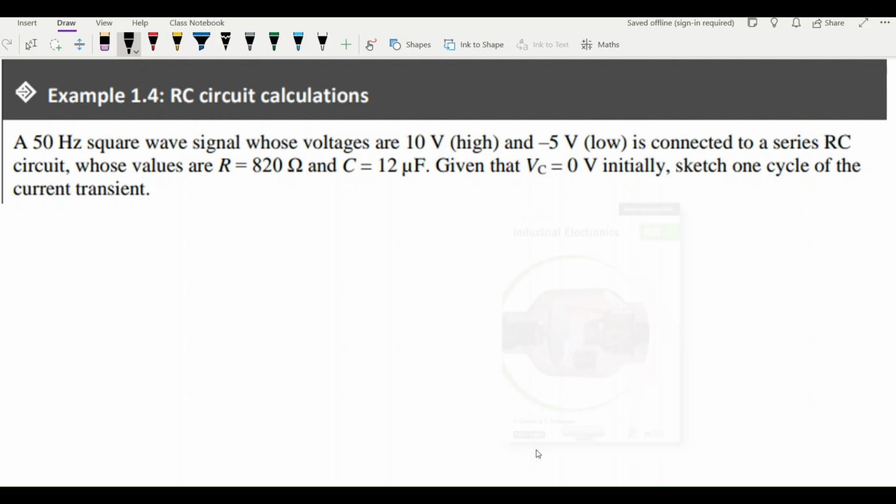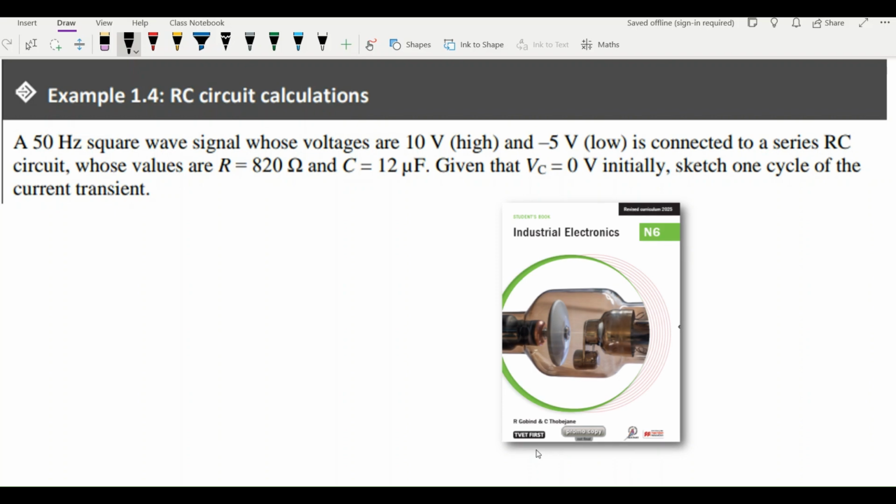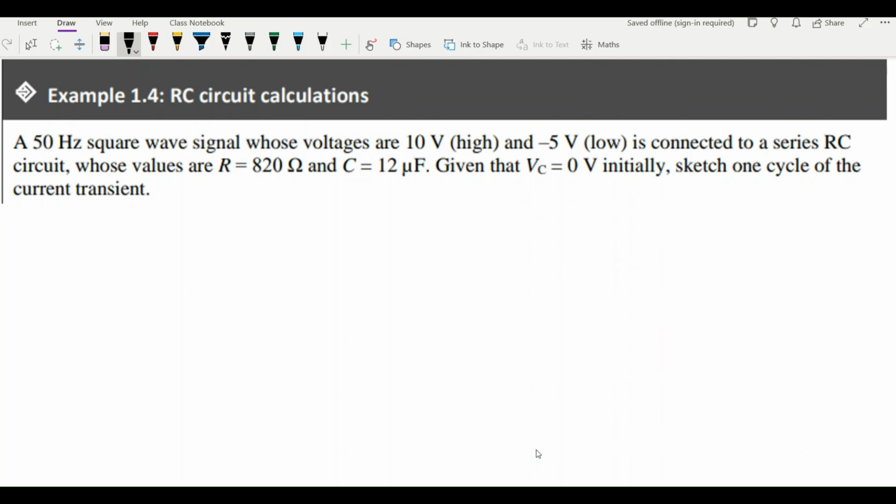Today's example is extracted from example 1.4 of the TVET First textbook by Macmillan and Trope Publishers. The example reads as follows: a 50 Hz square wave signal whose voltages are 10 volts high and negative 5 volts low is connected to a series RC circuit with a resistance of 820 ohms and a capacitance of 12 microfarads. Given that the voltage across the capacitor is initially 0 volt, sketch one cycle of the current transient.